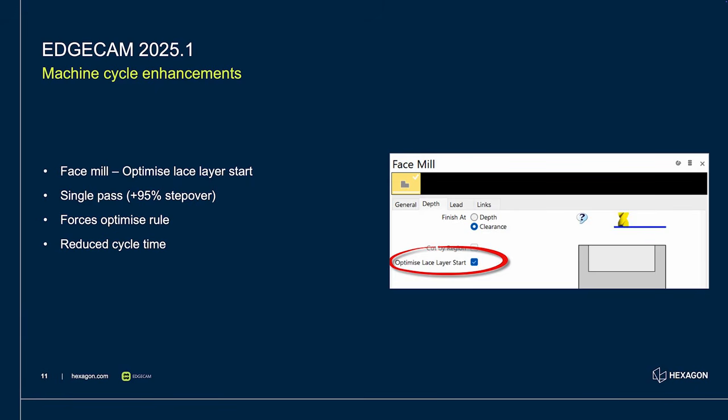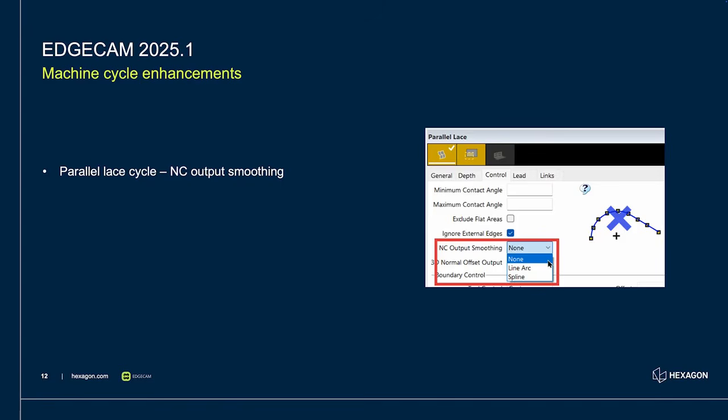A quick one for the face mill. A lot of people will know that if you've got a large diameter cutter on a component face that's smaller than that particular diameter cutter, you can do a single pass by making the step over 90, 95, 110%. But it does actually confuse the rule of climb, conventional, and optimize. Optimize wasn't quite working, so there's a new parameter in there called Optimise Lace Layer Start, which will get around any sort of issues that you might get with the optimize rule. And again, we'll see this when we look at a live demonstration.